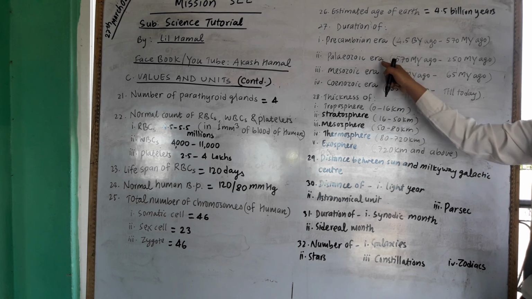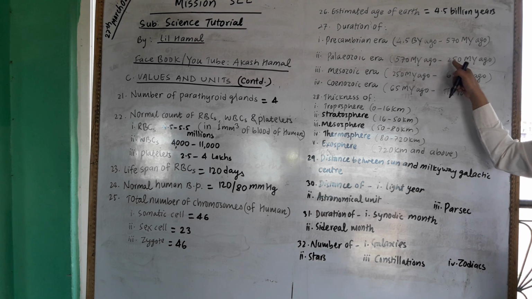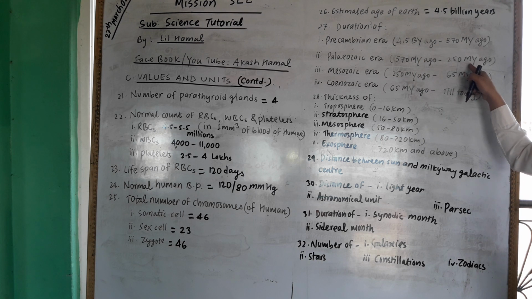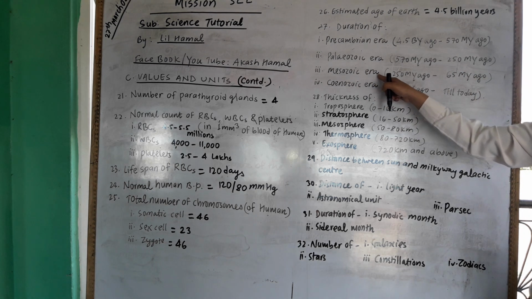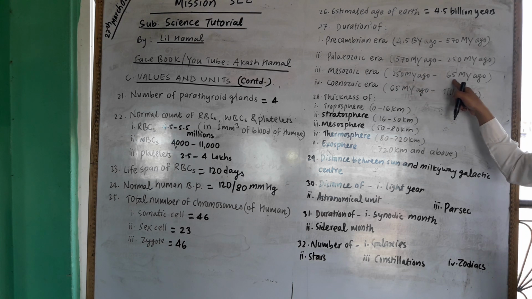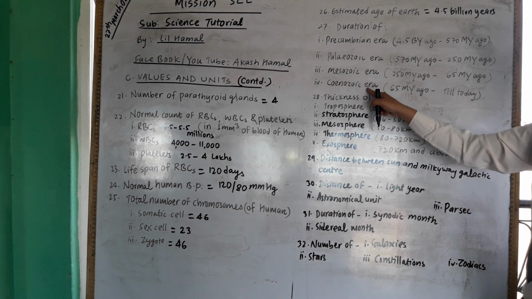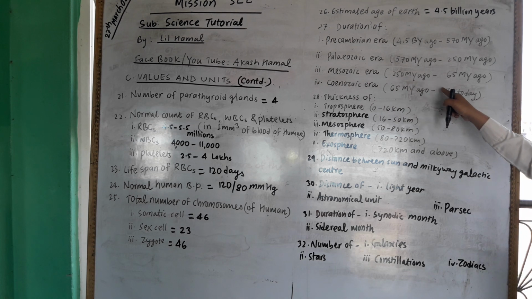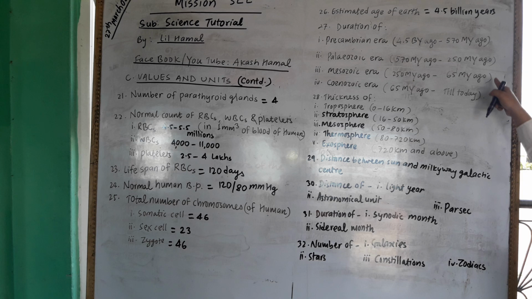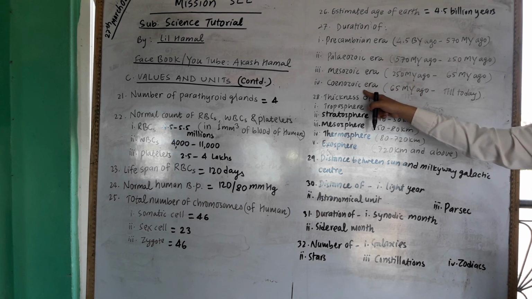Next, the Paleozoic era. It's from 570 million years ago to 250 million years ago. Likewise, the Mesozoic era is from 250 million years ago to 65 million years ago. Likewise, the Cenozoic era is from 65 million years ago till today. These are the durations of the eras: Precambrian, Paleozoic, Mesozoic, Cenozoic, etc.